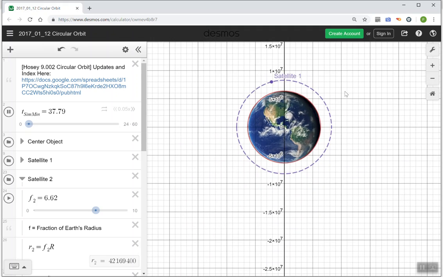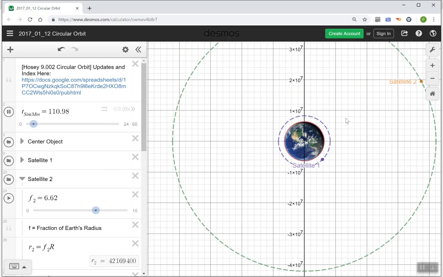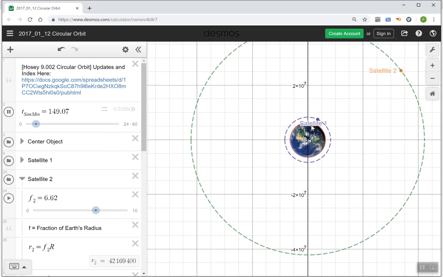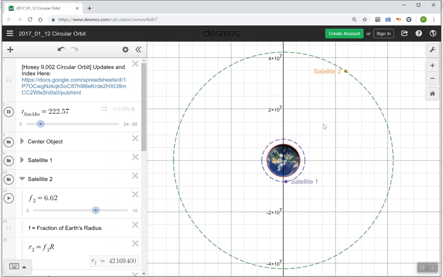Fun fact, the further away you get from the Earth, the more time it takes to go around. So a near-Earth satellite, like most of them are, takes about 90 minutes. Whereas if you go about 6.5 radiuses away from the Earth, a satellite takes 1 day to go around. That's a geosynchronous satellite. And if you go about 60 times the radius of the Earth away, it takes 1 month to go around once. You know, like the moon.